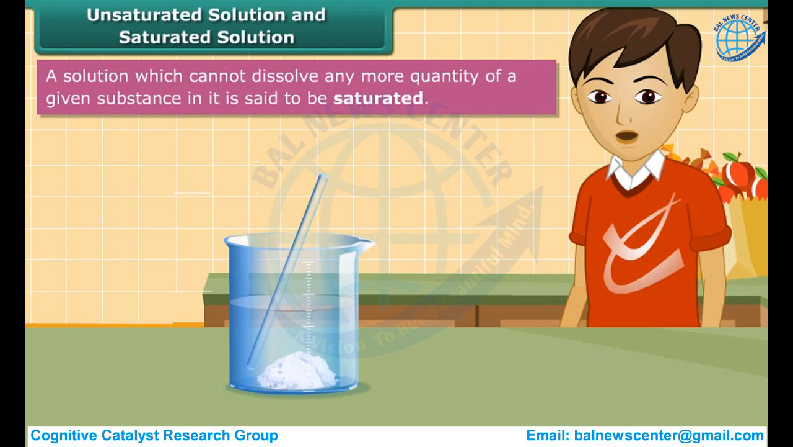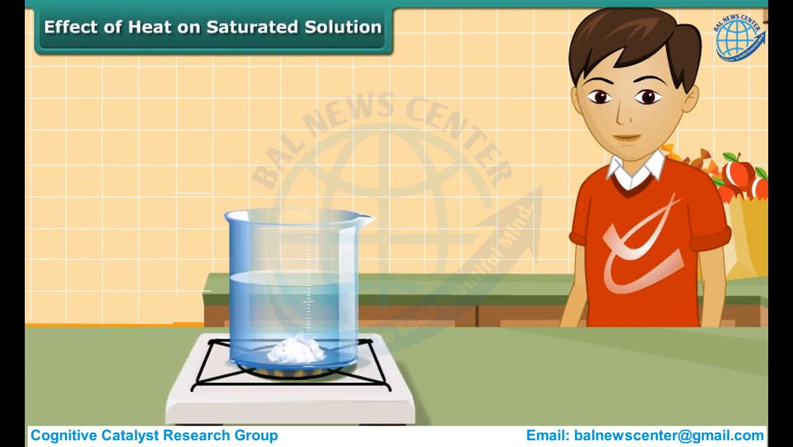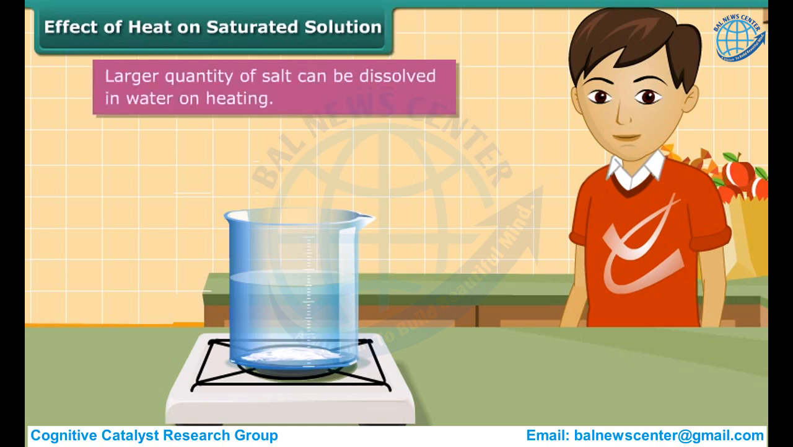Thus, a solution is said to be saturated if it cannot dissolve any more quantity of the given substance in it. Add a small quantity of salt to a saturated solution and heat it. What happens to the undissolved salt at the bottom of the beaker? Yes, it starts dissolving in the solution. Let this hot solution cool. Does the salt reappear to settle at the bottom of the beaker again? Yes, it does. Students, this activity shows that you can dissolve a large quantity of salt in water by heating.